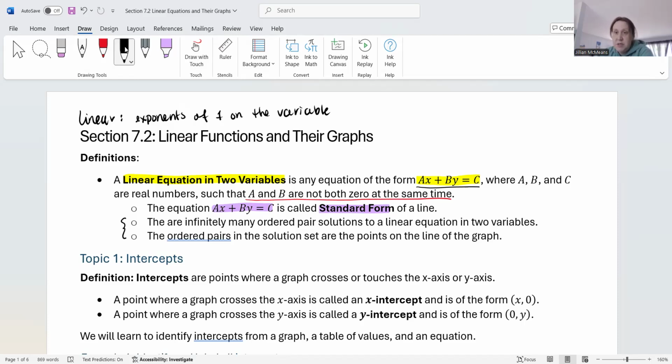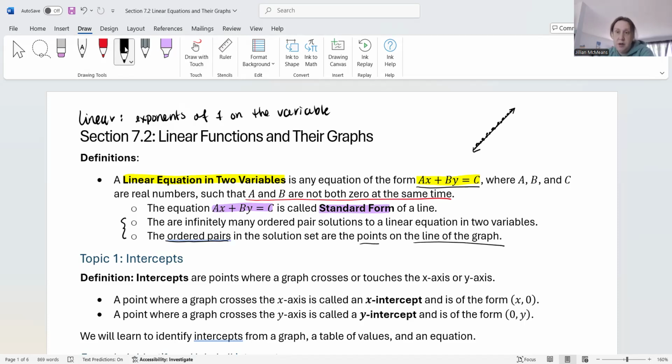The same is going to be true about a line. If we are graphing this equation, we have all of these little points that make up the line, and each one of those points is an ordered pair. Because this line goes on forever, we have infinitely many ordered pair solutions. Just keep in mind the ordered pairs in the solution set are the points on the line of the graph. That's really important that you understand that.